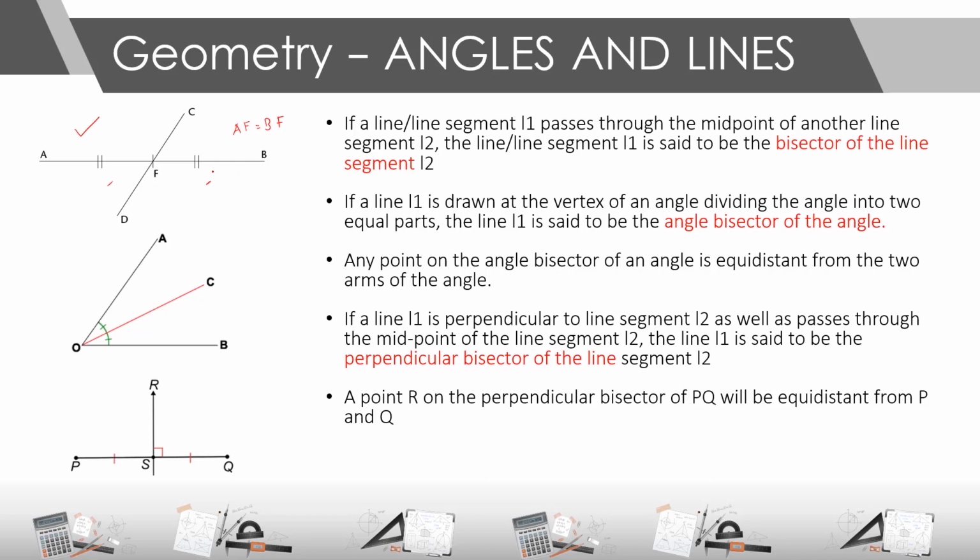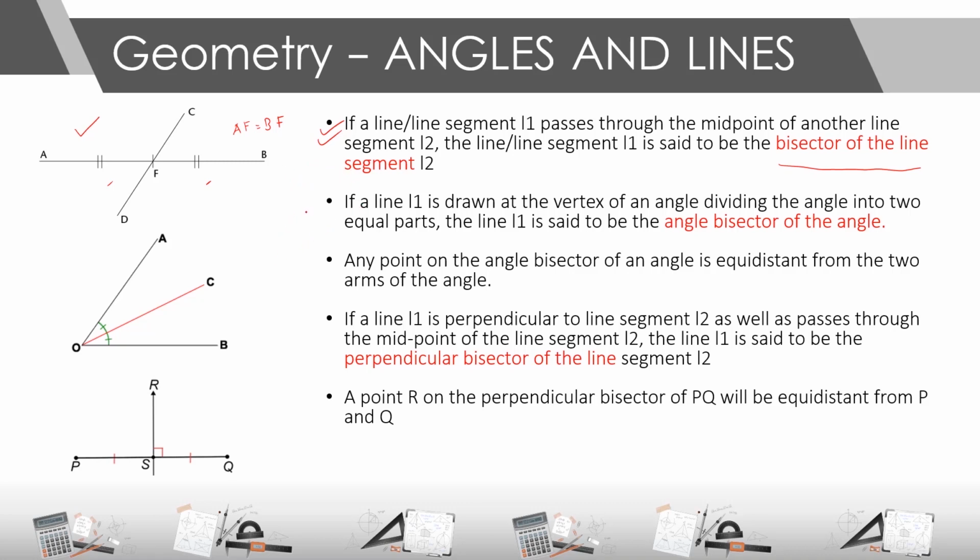So this line CD is called a bisector of the line segment AB. A line which will bisect another line segment into two equal parts is called a bisector of that line segment.